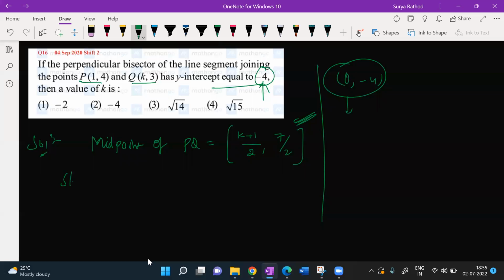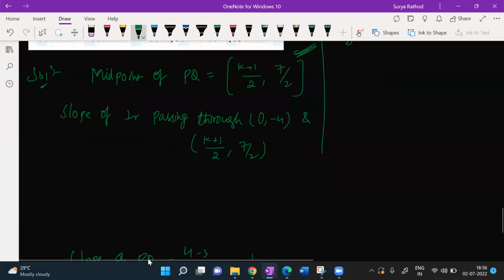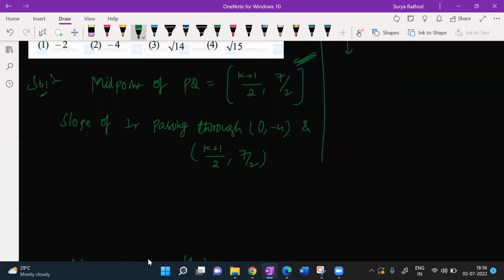Then the slope of the perpendicular passing through (0, -4) and ((k+1)/2, 7/2). Okay, so what are you going to get now? (7/2 minus (-4)) divided by ((k+1)/2 minus 0).